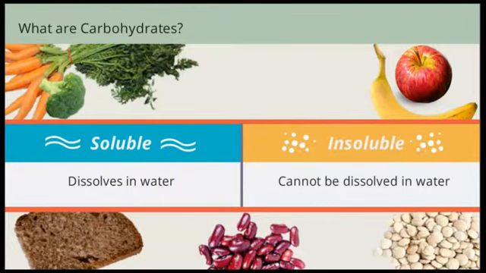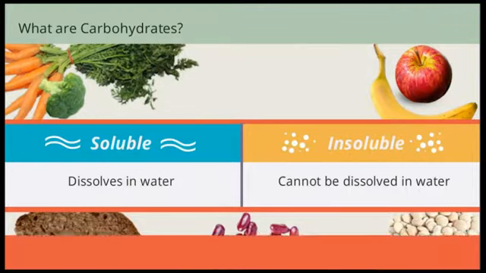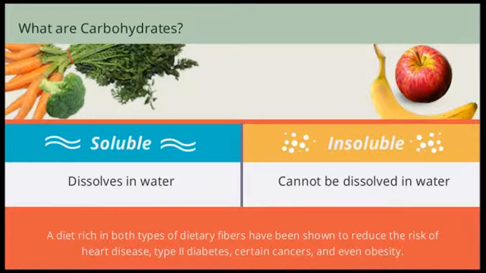Due to the dissolving properties of dietary fibers, this also adds to the complexity of the digestive process. Insoluble fibers may travel through the gastrointestinal system without being affected by the digestive process and are excreted unchanged. A diet rich in both types of dietary fibers has been shown to reduce the risk of heart disease, type 2 diabetes, certain cancers, and even obesity. Dietary fiber and its effect on health and wellness will be discussed later in the module.